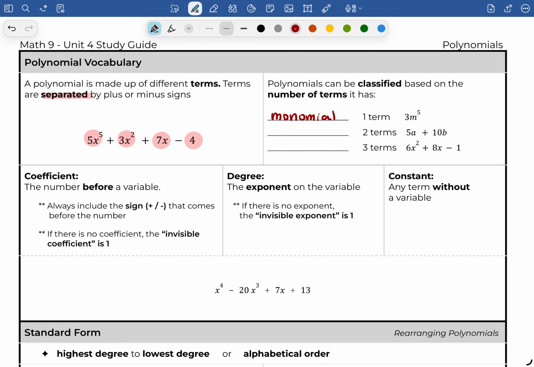All right. What do we call it if there's two terms? Binomial. That one's easier. What do we call it if there's three terms? Yay. And what if we have more than three terms? We just call it a polynomial. We run out of fancy names, because technically we could go forever, but that's a waste of our time.